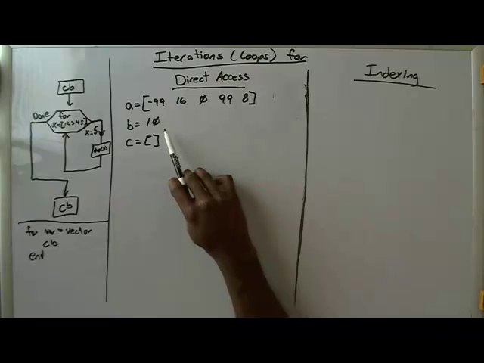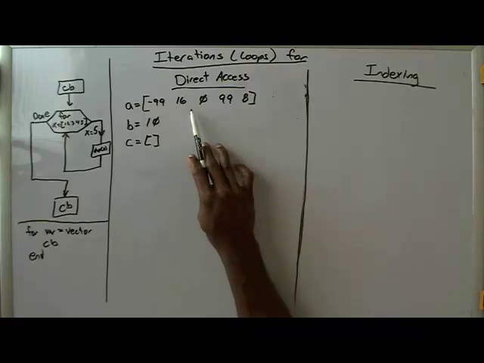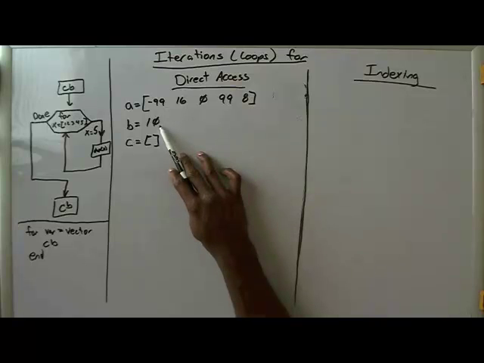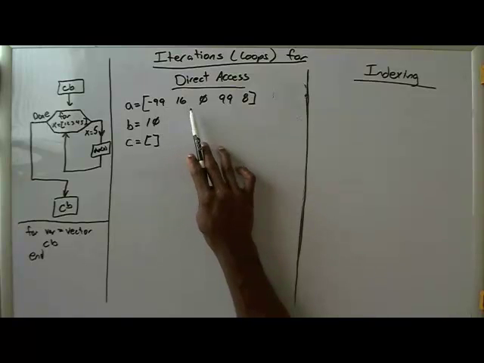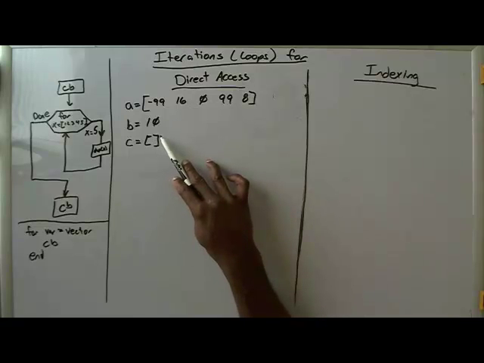And I'm going to make a new vector C. I'm going to build up a new vector C. It's going to start off empty. I'm going to fill it with things that are in A and greater than 10. So I'm going to loop through A, and every value that's greater than 10, I'm going to put in a new vector C. And this is going to use a lot of the concepts that we've been building thus far.